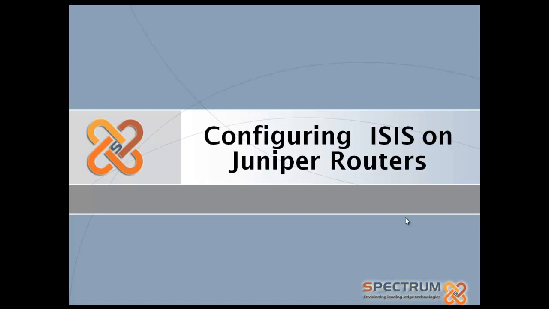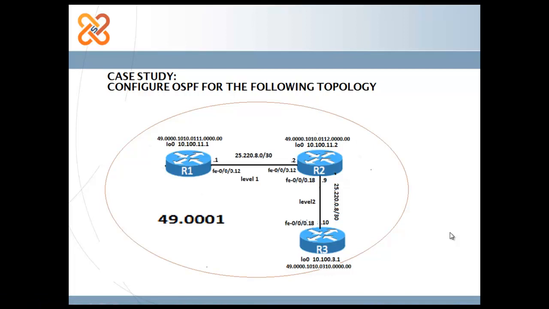In this video we will learn how to configure ISIS on Juniper routers. This is the case study which we are going to follow throughout this video. In this case study we have three routers R1, R2 and R3. All of the three routers are configured under area 49.0001. We have to configure R1 and R2 to form a level 1 adjacency and R2 and R3 to form level 2 adjacency. It means R2 is currently working as an L1 L2 router.